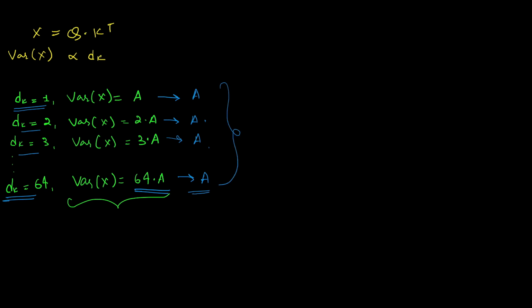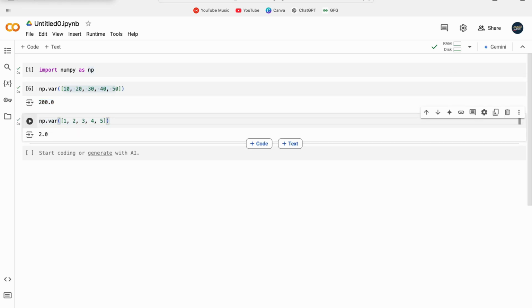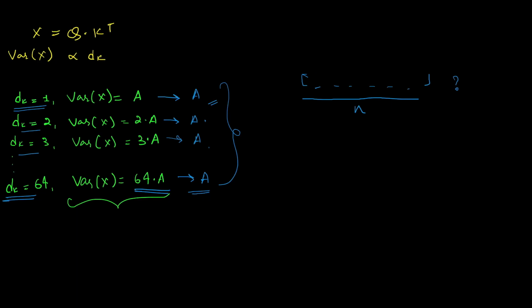Now think about it. What are the ways to reduce the variance? If you want to reduce the variance of a set of numbers, then how can you do it? One easy way is to divide all the numbers by a certain value. For example, if I calculate the variance of this vector, then it will turn out to be 200. If I divide this vector by 10 and then calculate its variance, then it will be 2. So to keep this variance the same, I have to divide x by some value. But the question is what that value will be.